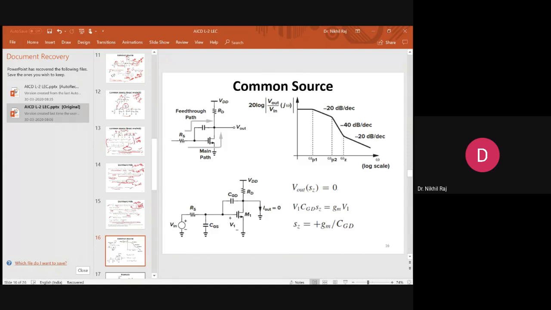So coming to slide number 16, the common source amplifier is shown here. If you see here, the main path is shown going in this direction, and the signal path is going in this direction, and ideally the path should be like this. So these two are out of phase, so a zero is introduced, which is in the right half.